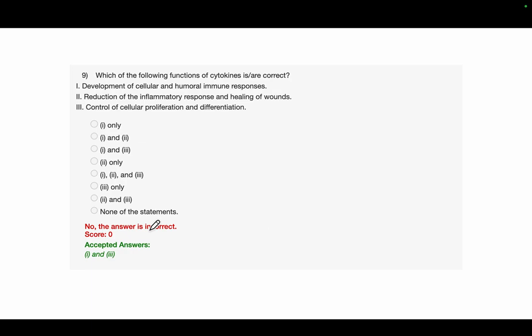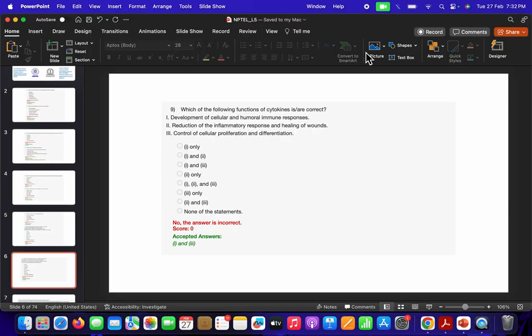Which of the following functions of cytokines is or are correct? Development of cellular and humoral immune responses, reduction of the inflammatory response and healing of wounds, control of cellular proliferation and differentiation. So development of cellular and humoral immune responses is correct. Then, reduction of the inflammatory response and healing of wounds, and control of cellular proliferation and differentiation. Cytokines are not directly involved in reduction of the inflammatory response, but they do control cell proliferation and differentiation.